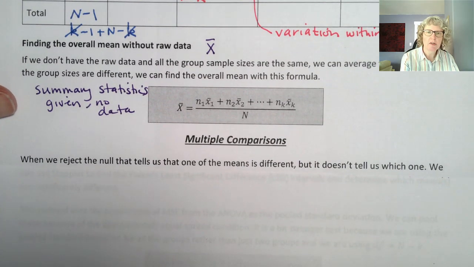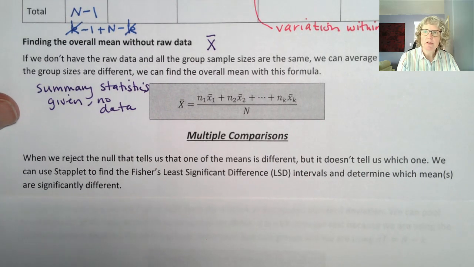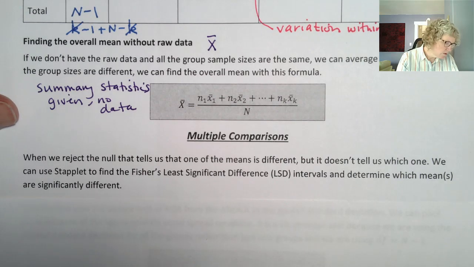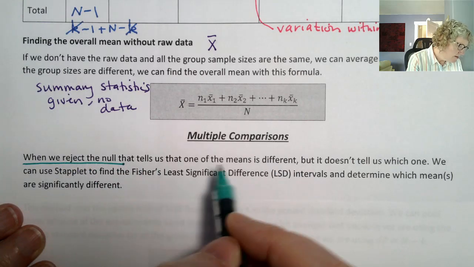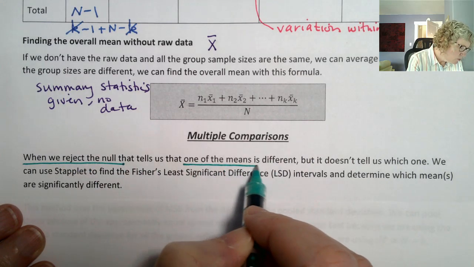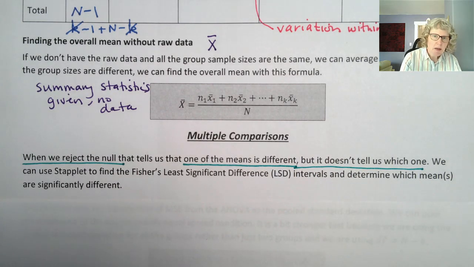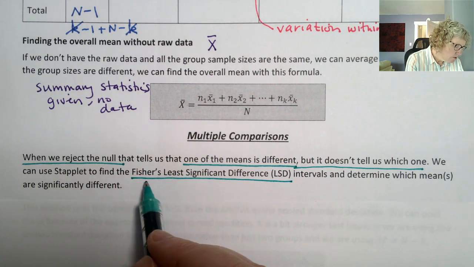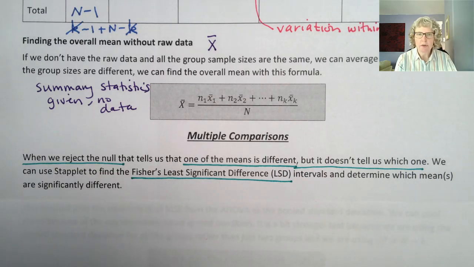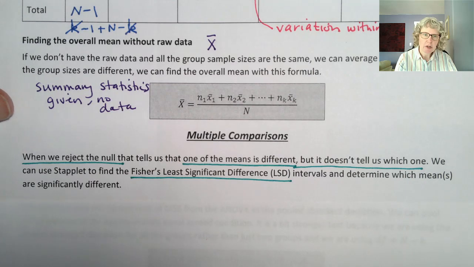I mentioned something about the confidence level, and I also want to give you the formula in case you're curious about the formula for those confidence intervals, okay? So we mentioned this in the last video. When we reject the null, that tells us that at least one of the means is different, but it doesn't tell us which one, right? So we can use Statplet, and these are called Fisher's least significant difference, or LSD, okay, not the drug, but Fisher's least significant difference intervals to determine which means are significantly different, okay?